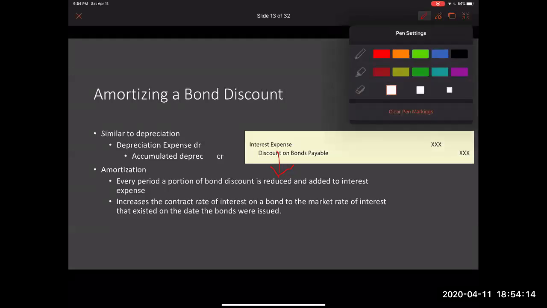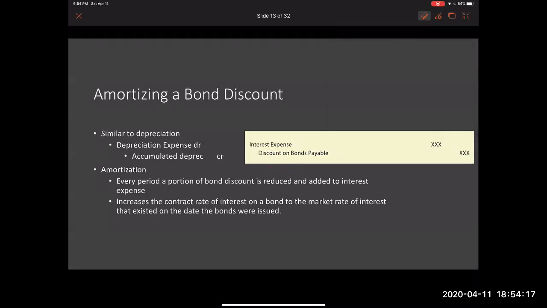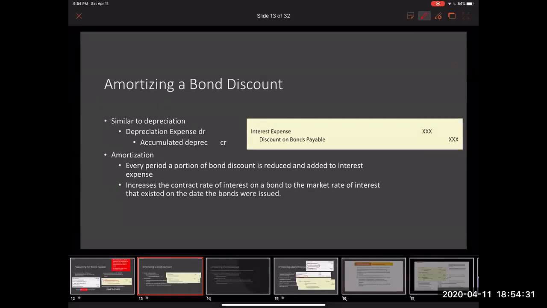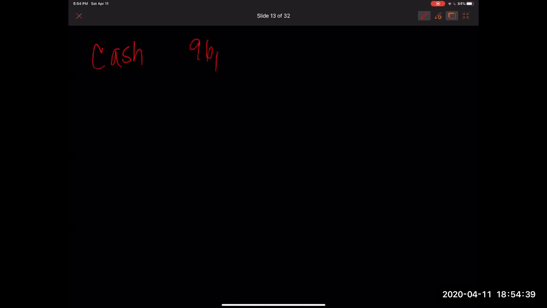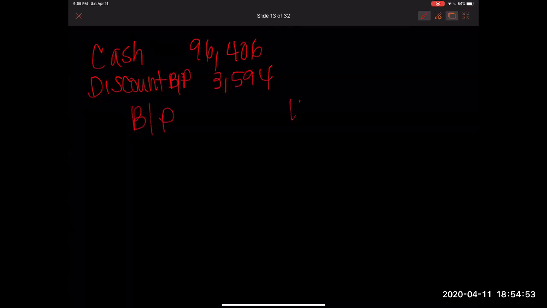If we are trying to capture that we didn't receive the full amount of that bond, the journal entry to do so is a debit to interest expense and a credit to discount on bonds payable. In our last example, when we initially recorded this transaction, it was a debit to cash in the amount of, I think, $96,406. We also did a debit to discount on bonds payable in the amount of $3,594, and then our credit was to bonds payable of $100,000.